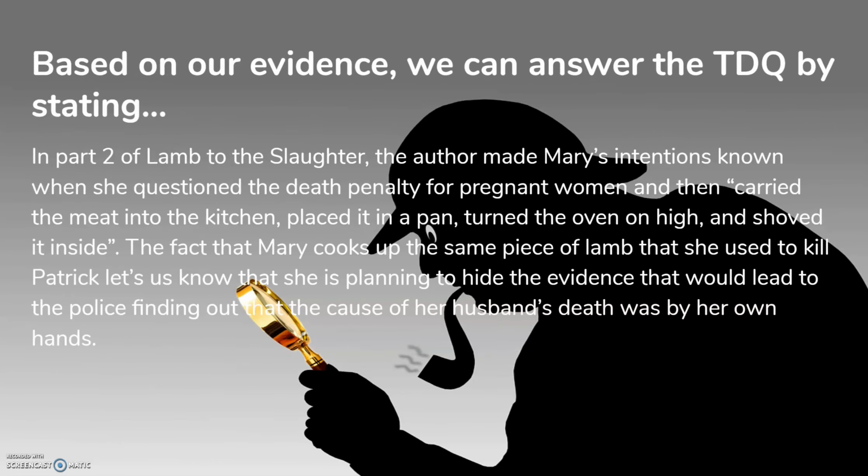So of course we have our TDQ statement, which doesn't have to be any more than 2 sentences, and we need our text evidence, and we also need a little emphasis from our text evidence. So what I wrote down was, in part 2 of Lamb to the Slaughter, the author made Mary's intentions known when she questioned the death penalty for pregnant women, and then carried the meat into the kitchen, placed it in a pan, turned the oven on high, and shoved it inside. The fact that Mary cooks up the same piece of lamb that she used to kill Patrick lets us know that she's planning to hide the evidence that would lead to the police finding out that the cause of her husband's death was by her own hands.